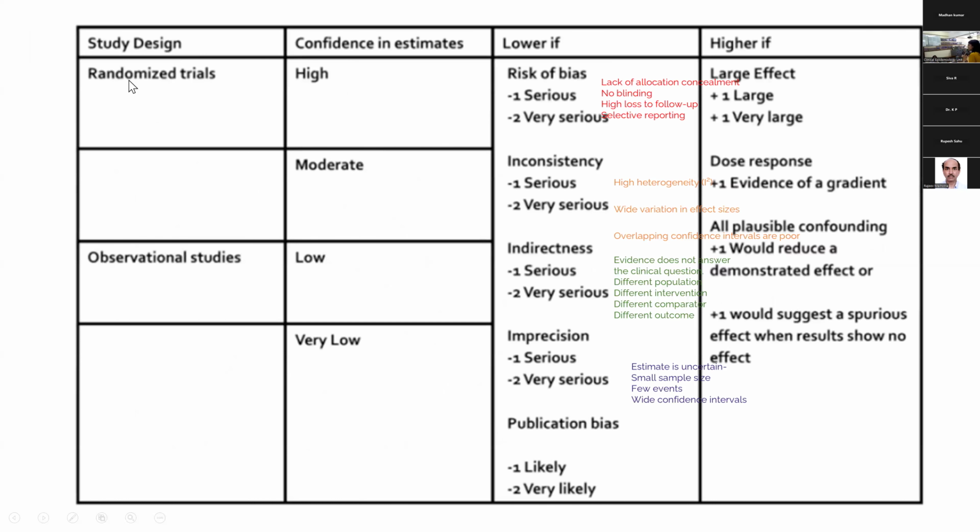So this is the basic GRADE table. Randomized trials start off high, observational studies start off low. You can downgrade a randomized trial, you can upgrade an observational trial. There are 5 components in GRADE. Risk of bias is that green and red and yellow thing that we saw. Then there is inconsistency, there is indirectness, there is imprecision, and there is publication bias. Each of these answers different questions about the entire body of evidence that is there in your systematic review.